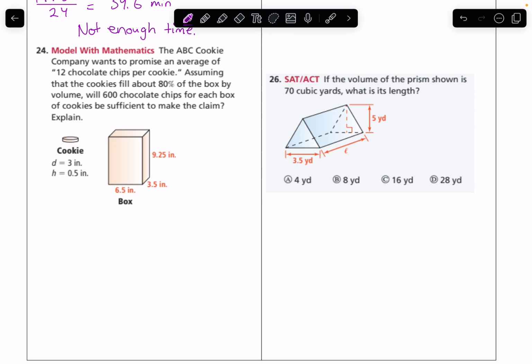And then we'll need to compare both of those. So for the volume of the cookie, we've got pi times the radius. Diameter is 3, so radius is 1.5 squared, times the height, which is 0.5 inches, gives us a volume of 3.53 inches cubed for each cookie.